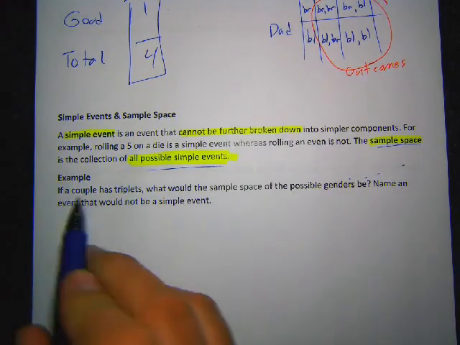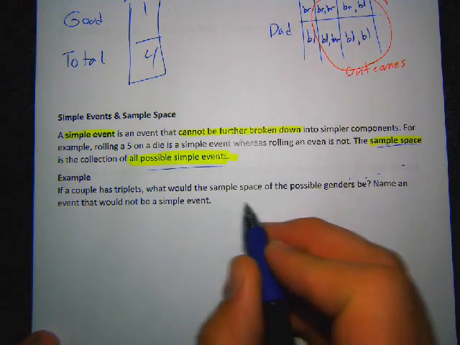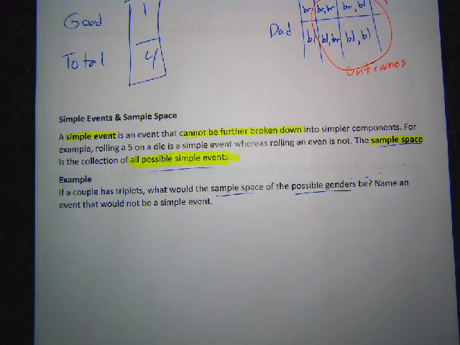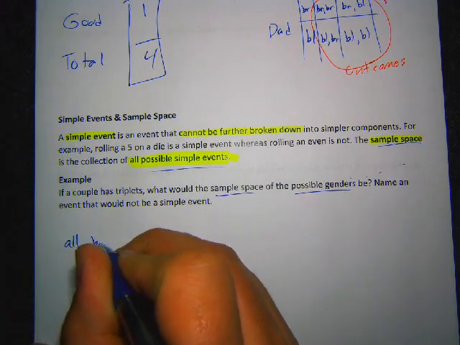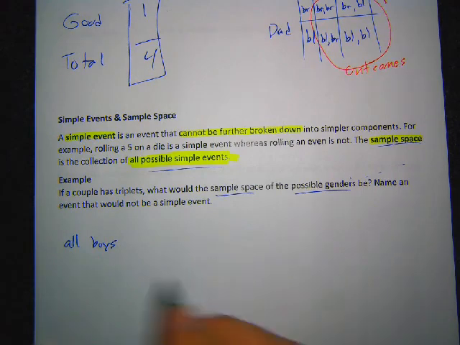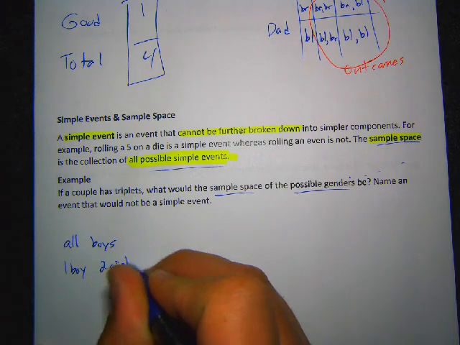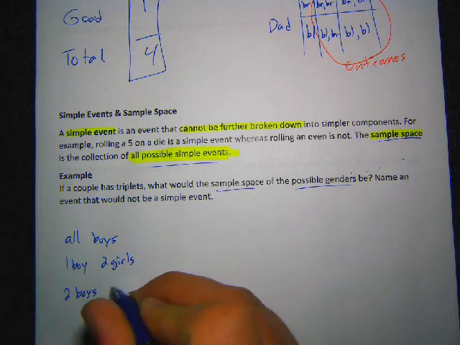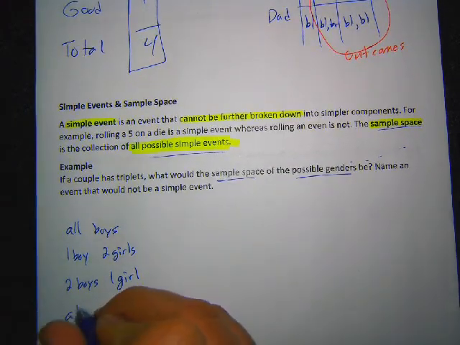Okay. So if a couple has triplets, what would the sample space be for the possible genders? So we're looking at sample space for possible genders. We're looking at boy, girl, keep it simple. So if they have triplets, what could happen? Well, options are they could have all boys, right? That's one option. Another option would be they have one boy and 2 girls. Another option, they could have 2 boys and 1 girl. And the last option, they could have all girls.